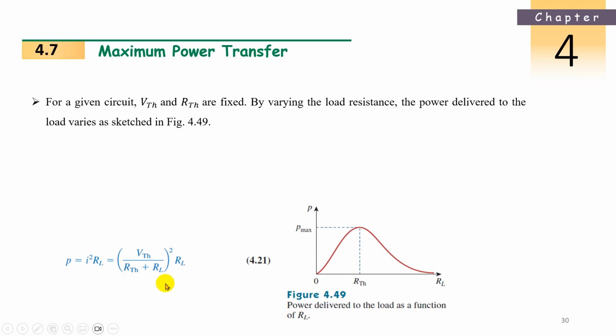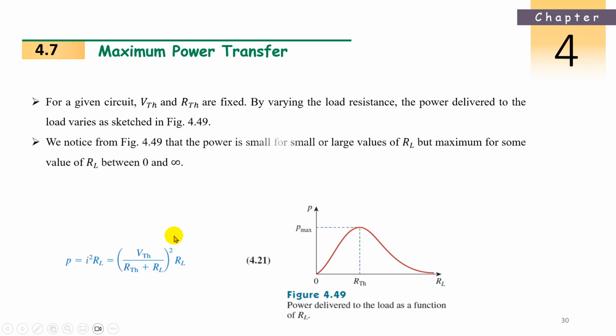If you want, you can take some 5 or 6 step values of RL: one equal to R Thevenin, one point less than R Thevenin, and another point greater than R Thevenin. See the power calculation. It will be maximum when R Thevenin is equal to RL. You can find it out, no problem, and in the example also you can show it. So only at the point where RL equals R Thevenin is the power maximum. This graph is very, very important. If you are asked to draw the maximum power transfer graph, you have to draw this one.